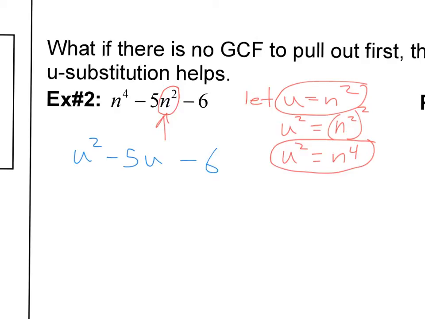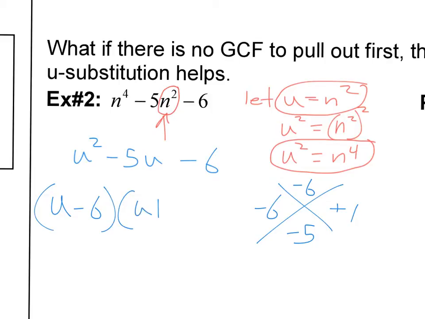Now, this problem is real easy. It's real simple. This is just a real generic factoring. So we can do our x factor thing, our star method. We need something that multiplies up to negative 6, adds up to negative 5. How about 6 and 1? And how about negative 6 and positive 1? So I can make this u minus 6 and u plus 1.